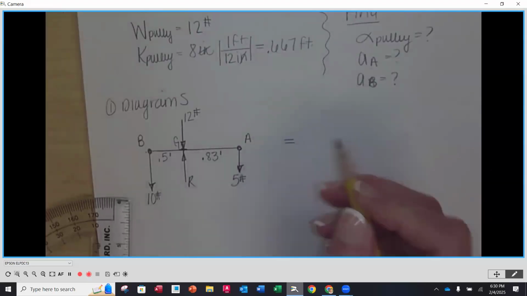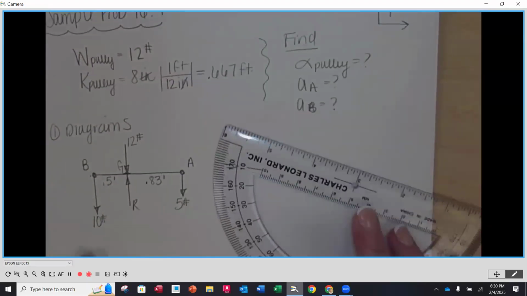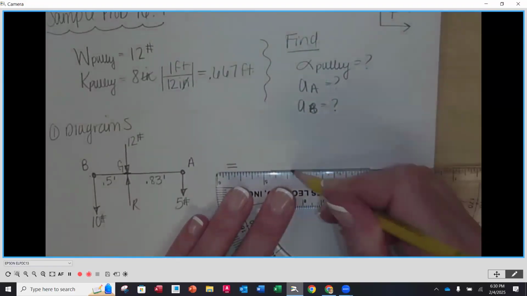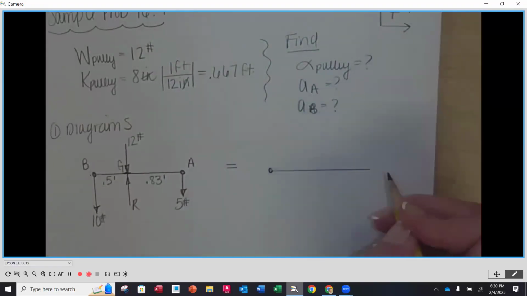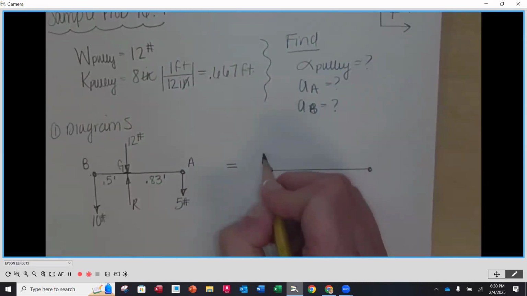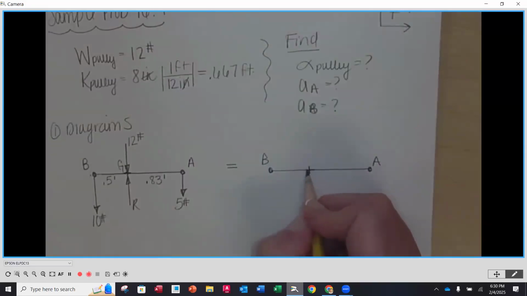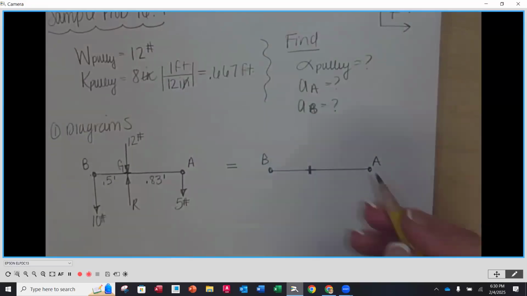We're going to set that equal to, and now we're going to draw kind of that same illustration. The A, the B, and the G going across. So B, A, and then G is right about here-ish. Now, this is the inertia side of things. This is looking at the mass.